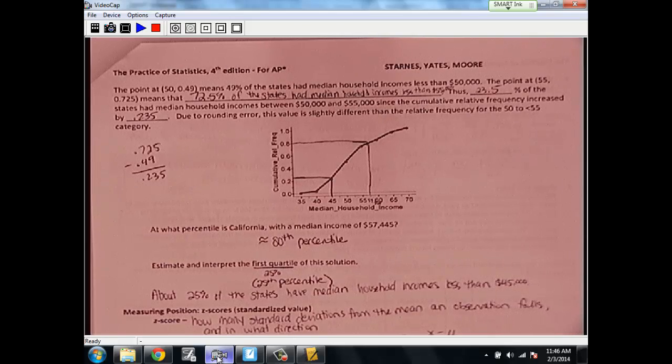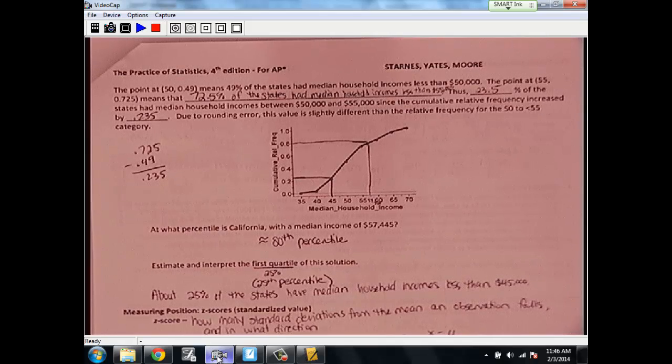Use your graph, draw on your lines. At what percentile is California with a median household income of $57,445? Again, we're approximating as close as we can get. We draw a line up to the line and over. That's about roughly 0.8, turn it into a percentage, 80%.